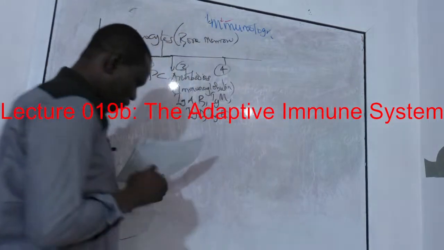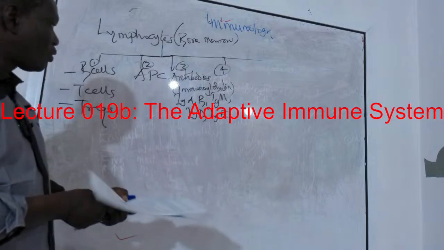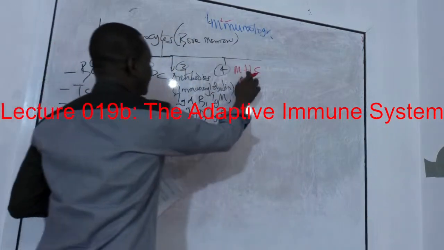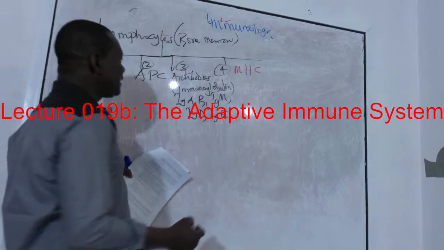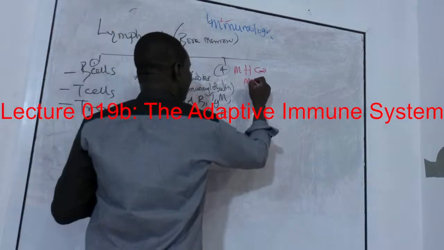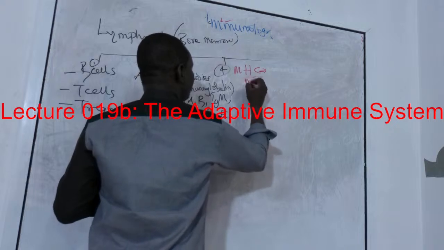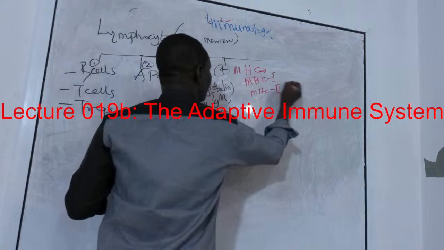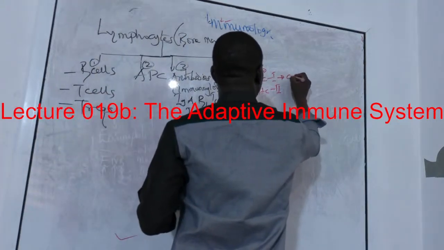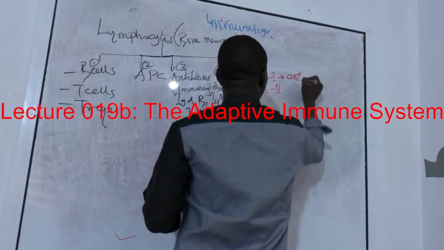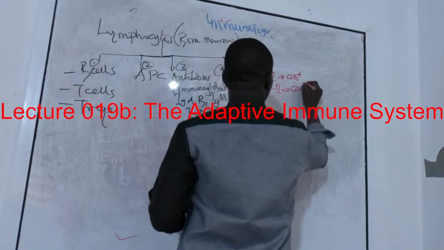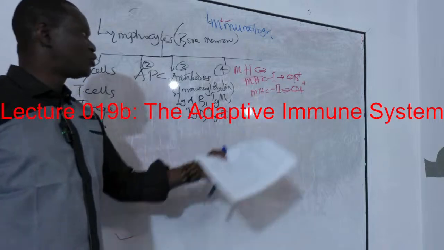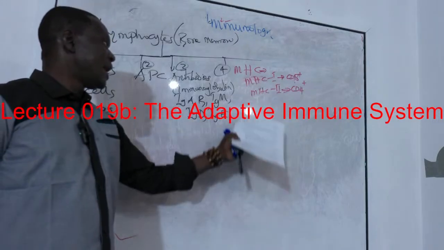Number 4 of lymphocytes is the component called the major histocompatibility complex, MHC. There are 2 MHC: MHC1 and MHC2. MHC1 always binds with CD8, and MHC2 always binds to CD4. MHC class 1 is found on the surface of CD8 cells, and MHC2 is found on the surface of CD4 cells.